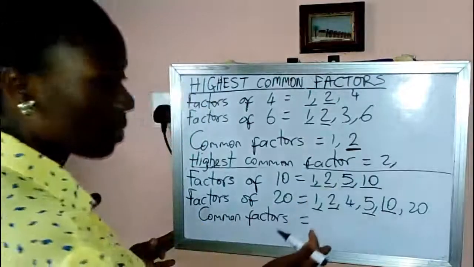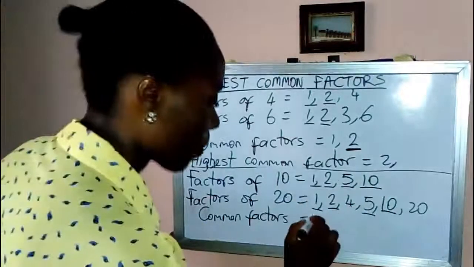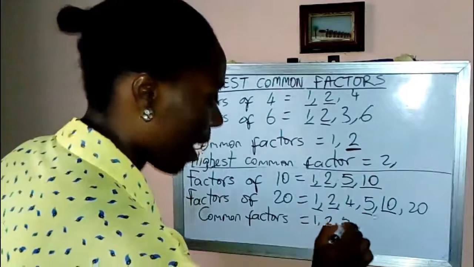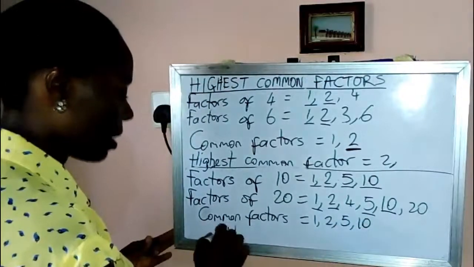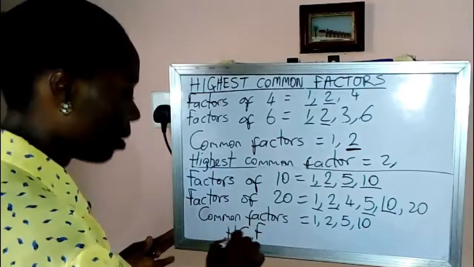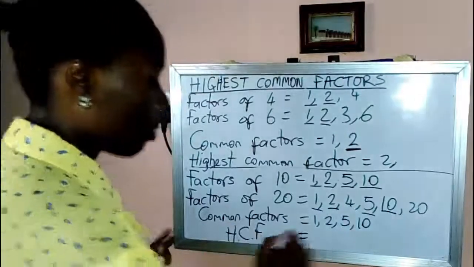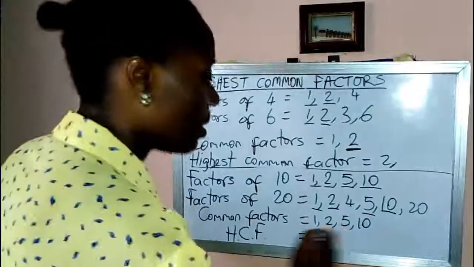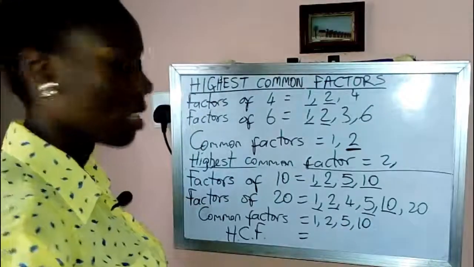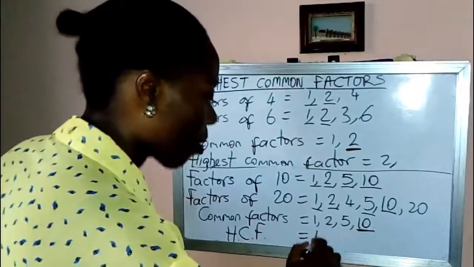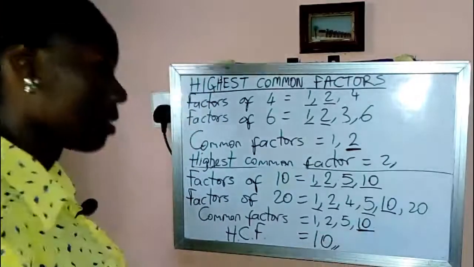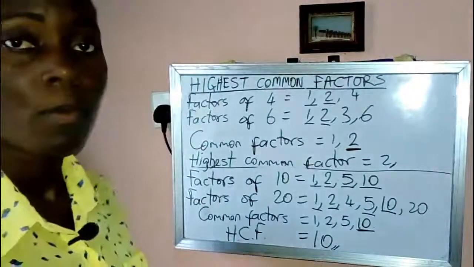Alright, so our common factors, let's write out the ones I've underlined: 1, 2, 5, 10. Of all of them, let's abbreviate our highest common factor, HCF. What is the biggest of these common factors? 10. So our highest common factor of 10 and 20 is 10.